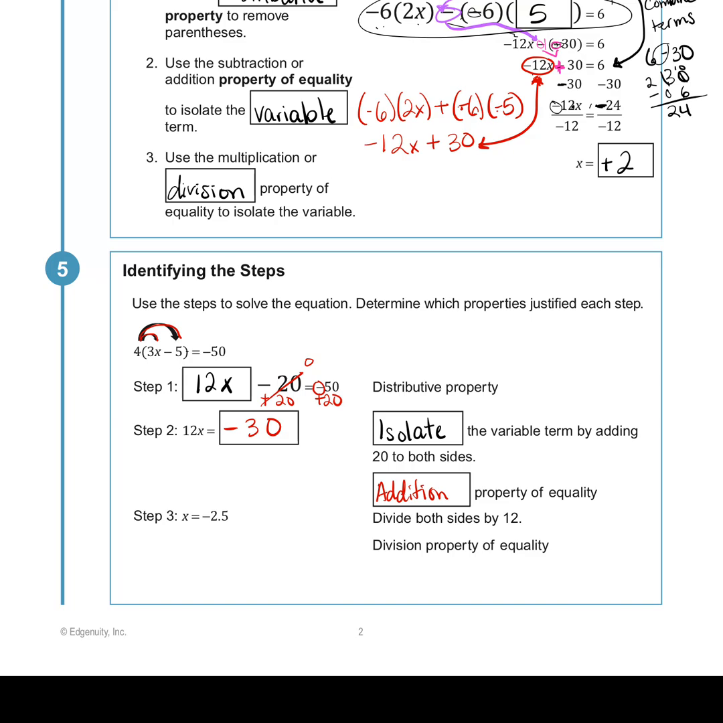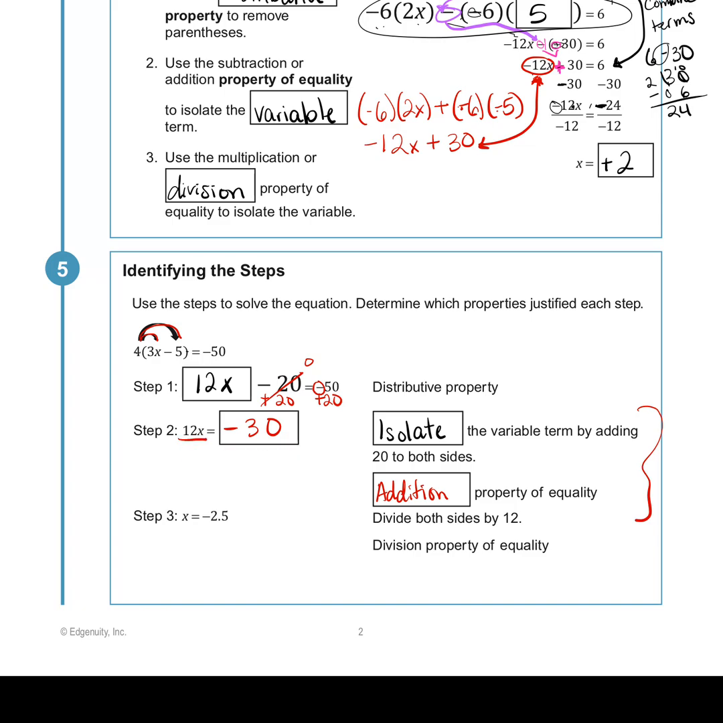Now my next step is to use the addition... Oh, no, it shouldn't be the... Oh, okay, so it's using... I skipped ahead. So this actually matches these two steps together, right? These are the two steps we just did. That's why I got a little confused there. Right, I'm adding that 20. So that's my addition property. Now, I'm going to divide both sides by 12. That is my multiplication property.